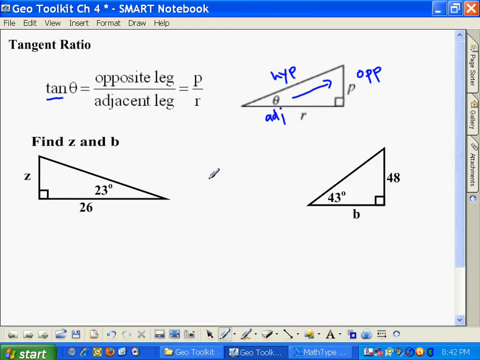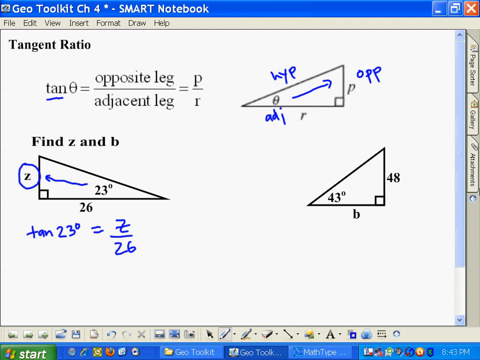If you have a right triangle here, and we're going to work on the problem here on the left side, we're going to be trying to find this missing side, Z. And so what we can do is, because the opposite side is Z and the adjacent side is 26, we can go ahead and use the tangent ratio. So we can say tangent of 23 degrees would equal Z divided by 26.